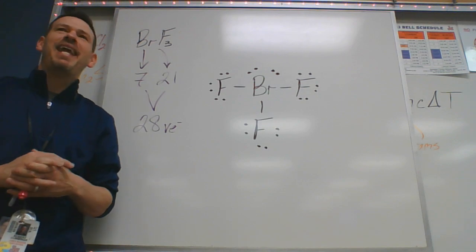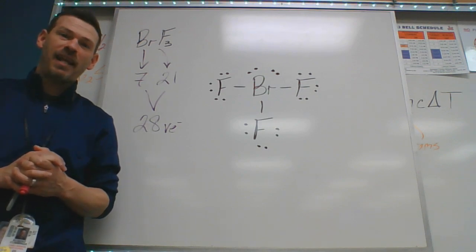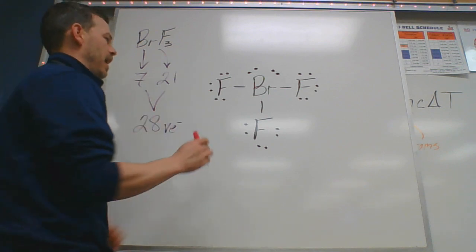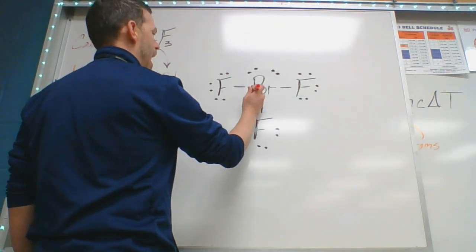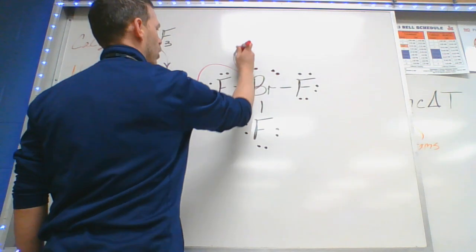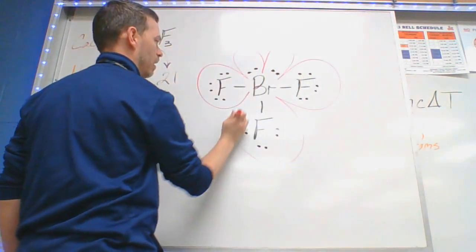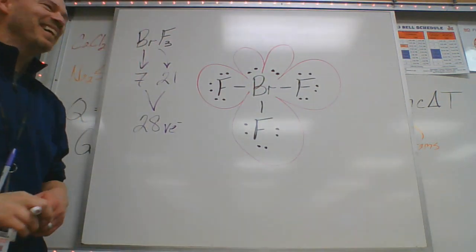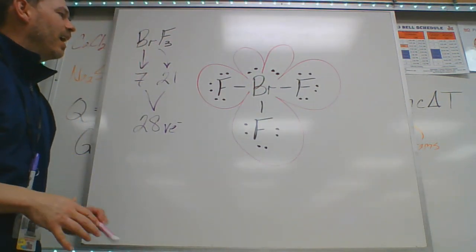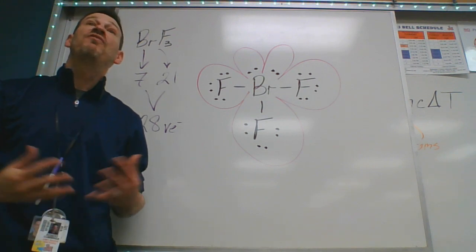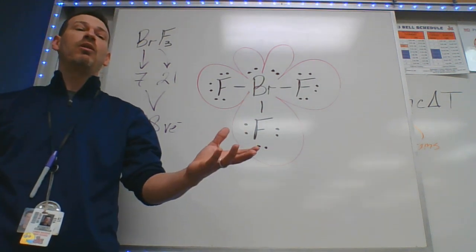Now, you can still assign shapes and angles. That sounds fun, right? But look at the regions of electron density. If I were to label them, I would say that it looks like this. I know it's pretty, right? How many regions of electron density are there? There's 5. You've never had 5 before, but I bet you could find a new shape in your packet.